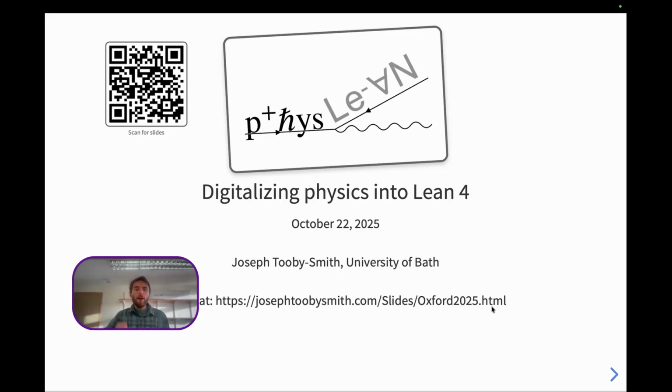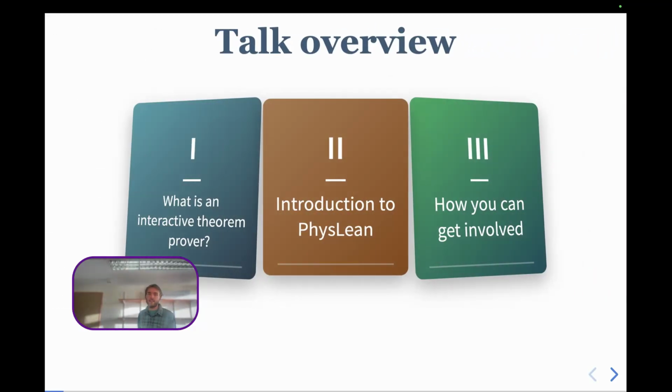So, yes, this talk is about PhysLean, a project to digitalize physics into the interactive theorem prover Lean 4. The talk is going to be split into three parts. I'm going to tell you what an interactive theorem prover is. Really, this is going to be the key concept that we're going to take and apply to physics. In the second part of this talk, I'm going to introduce you to the project PhysLean.